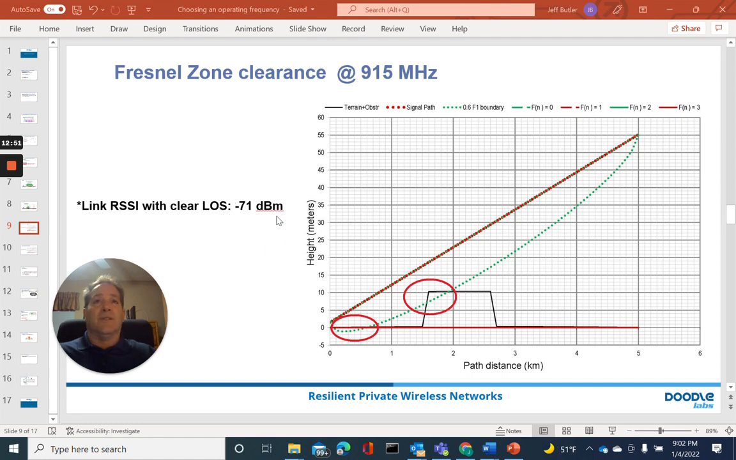That's an excellent signal level. It'll allow us to operate on a clear line of sight, and will allow us to operate at some of the higher modulation rates. So that would be ideal. The challenge is, if we look at the physics of it, what the Fresnel zone looks like, it's not a good picture.